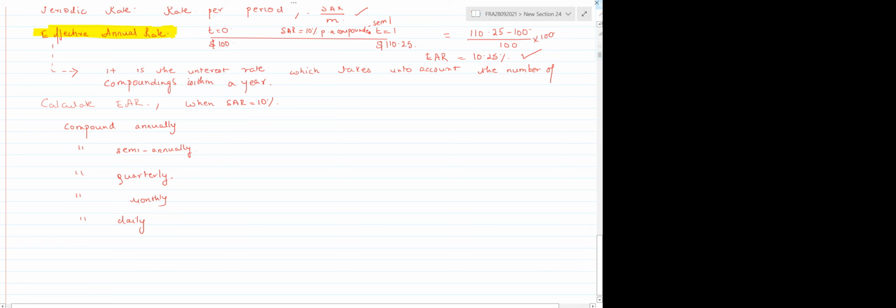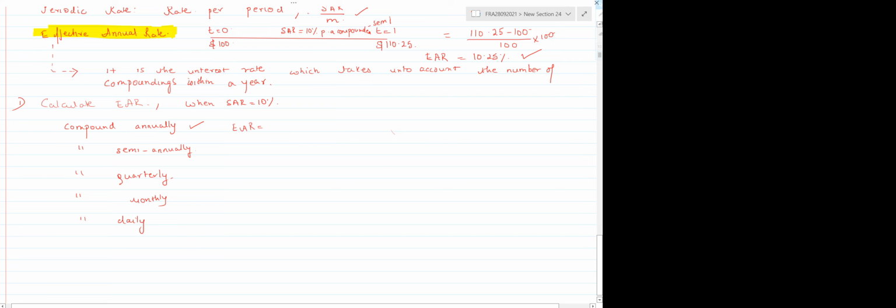See, these questions are usually tested in the exam. You're bound to get two or three questions from time value of money, and I assure you that one question would be somewhat like this. Okay, guys, what would be the EAR when I compound annually? 10%. How did we get it? Because there is no compounding.